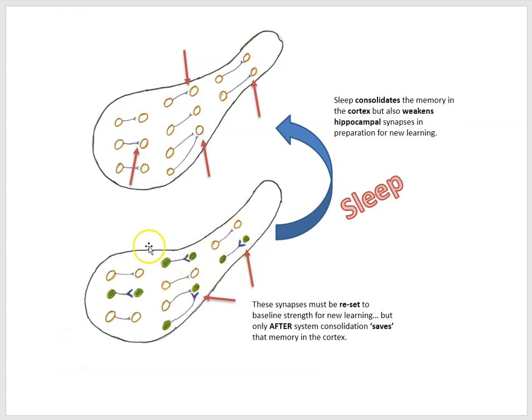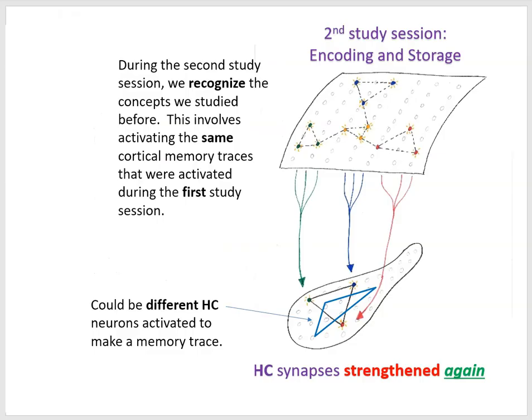But wait a second, if you're going to weaken these synapses during sleep, you better have already done your system consolidation to save the memories in the cortex, as it were, using a computer analogy. So system consolidation then is needed to strengthen the cortical memory traces so that sleep can weaken the hippocampal synapses in preparation for new learning. So sleep consolidates the memory in the cortex, but also weakens the hippocampal synapses in preparation for new learning.